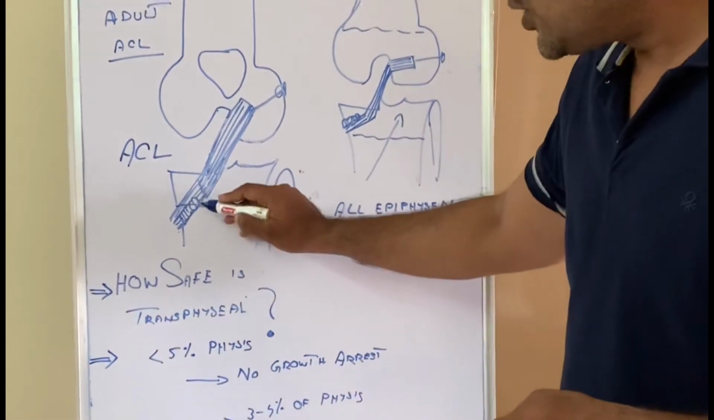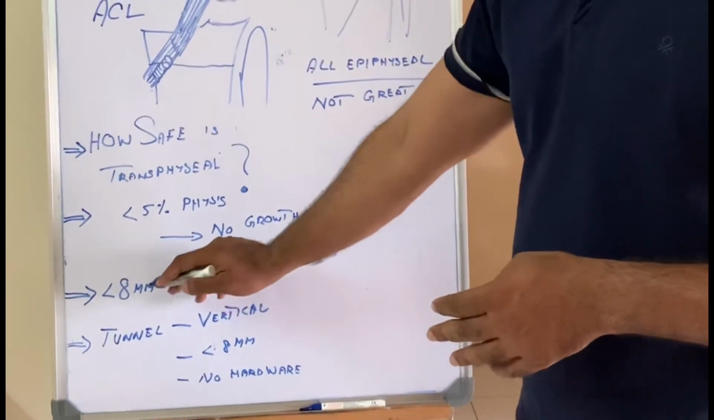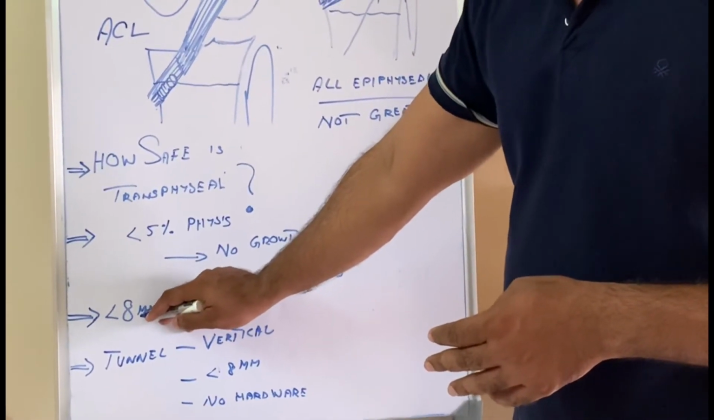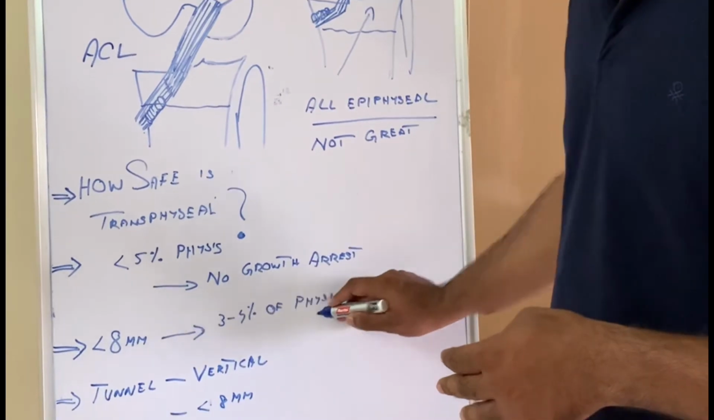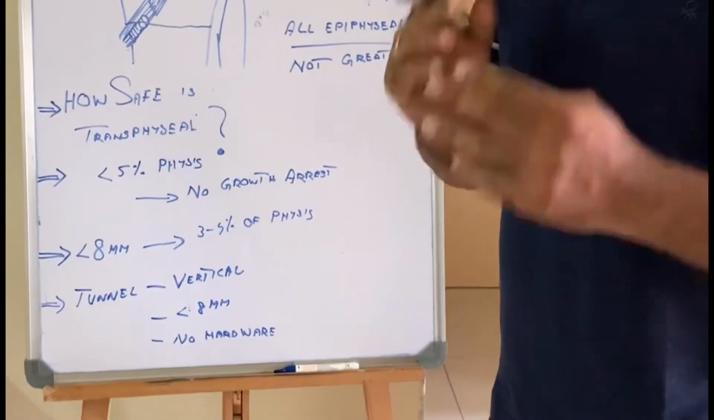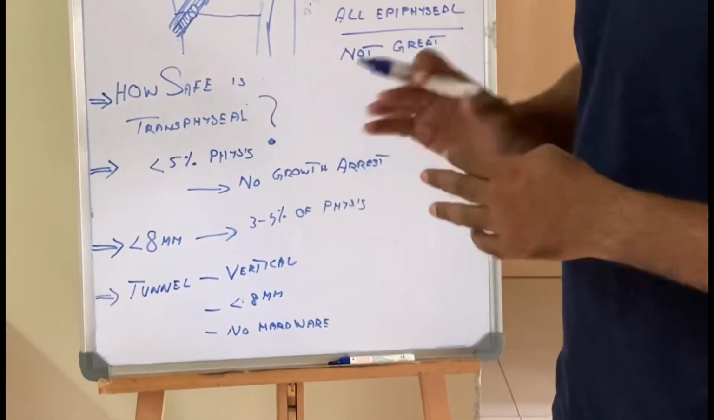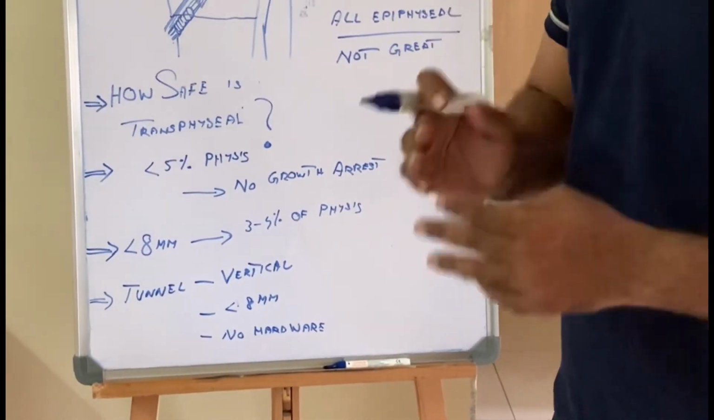Now if we look at how we get to this 5%, if the tunnel size is around 8 millimeters or lesser, then only 3 to 4% of the physis or growth plate is affected. That means it is always safe. We can use this particular technique. We can go through the physis, but put a smaller size tunnel.